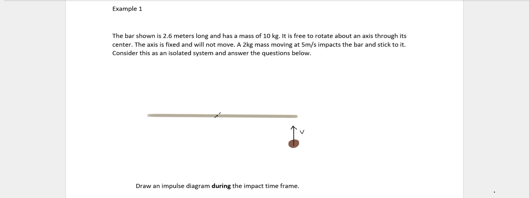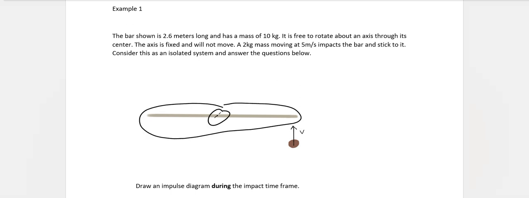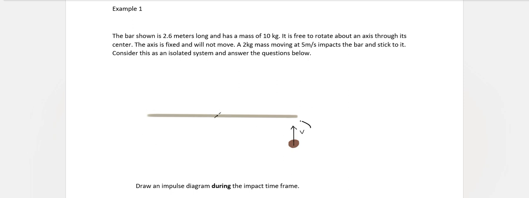I'm making this example to provide a look at how angular momentum is applied. In this example, we've got a bar with an axis of rotation going through it. Then we've got this putty-like geometry, which is 2 kilograms and moving at 5 meters per second in this made-up example. The putty is going to hit the bar, and we're going to assume that it sticks to it. So after the impact, this system is going to be rotating.